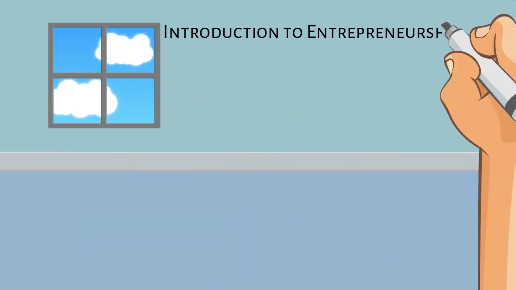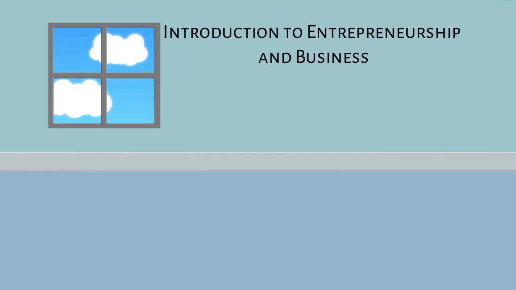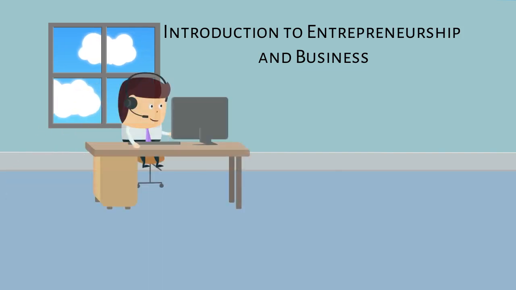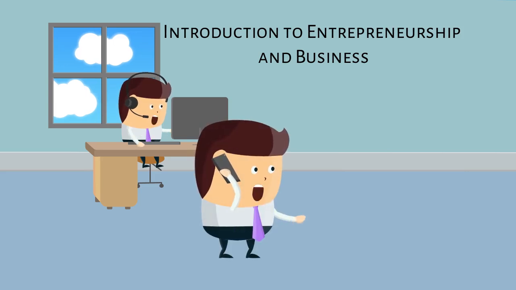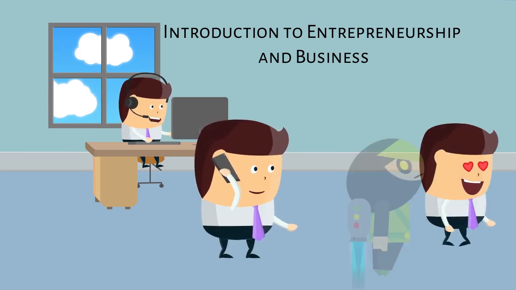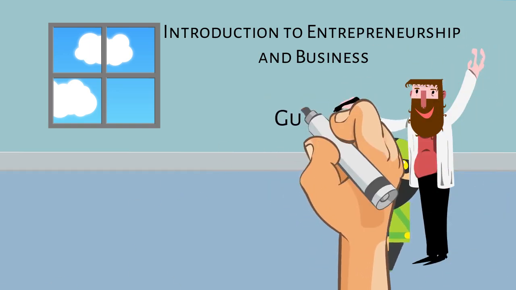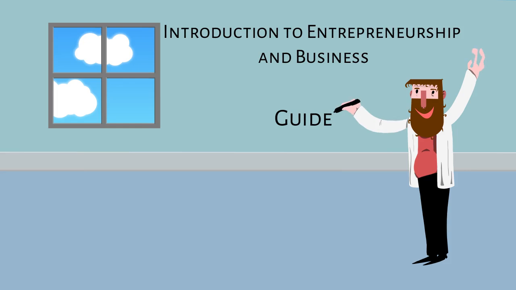So, what is involved in the startup process? Starting a business involves several stages, from generating an idea, conducting research and analysis, creating a business plan, securing funding, and finally launching your venture. As we progress through this course, we'll guide you through each of these essential stages in your business model.